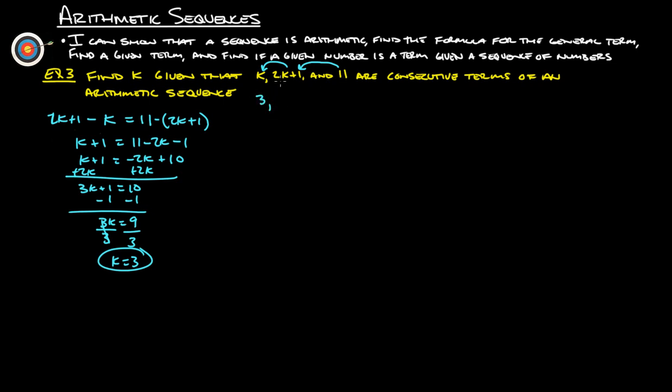So we get 3. 2 times 3 is 6, plus 1 is 7, and then 11. 3 plus 4 gives us 7. 7 plus 4 gives us 11. So we know that k equals 3 is correct.